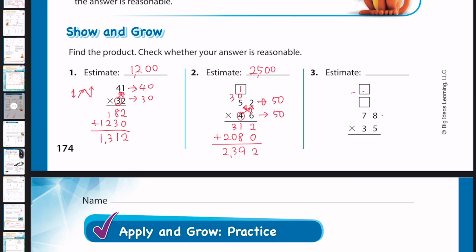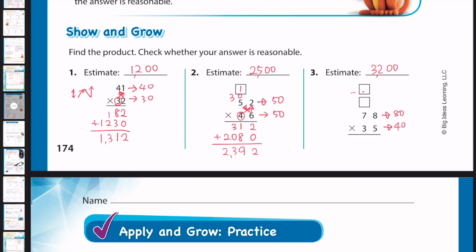Now let's estimate this first. 78 is close to 80, and 35 is close to 40. So my estimate is what? 8 times 4, 32, and you need to add 2 more zeros. So it's gonna be 3,200.